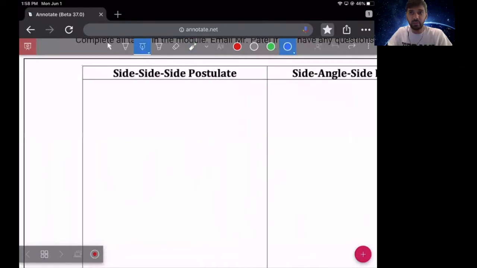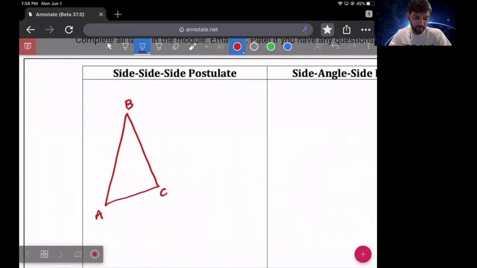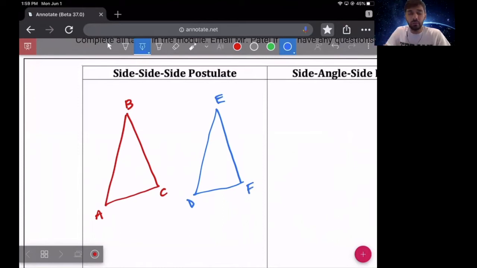For the side side side postulate, let's say we had these two triangles, and I'm going to sketch it like this. So there's the first triangle, and I'll label the corners A, B, C, and I'm going to draw another triangle. And it's going to look almost the same. And I'll label it D, E, F to indicate that it's a completely different triangle. Okay, so if I knew the side lengths of these two triangles, I could tell whether or not they were congruent or not.